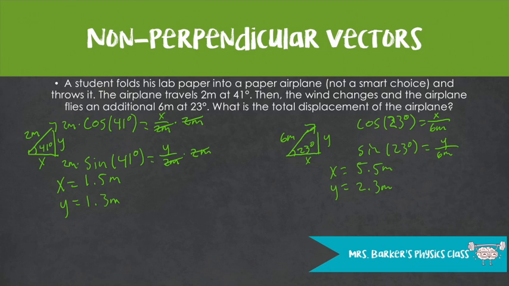Now I'm going to combine my x's. So here I have 1.5 plus 5.5 should give me 7 meters. Going to do the same thing for the y's. So 1.3 plus 2.3 should equal 3.6 meters.